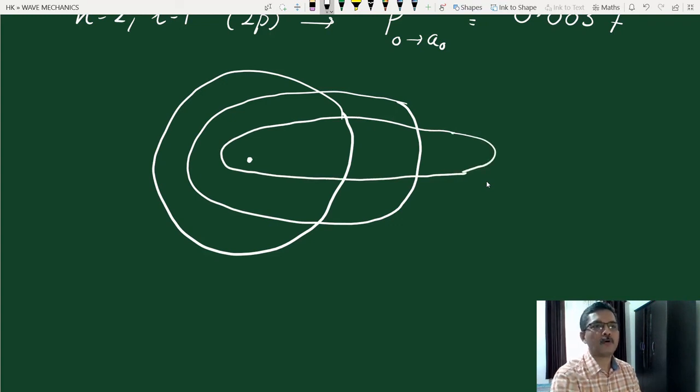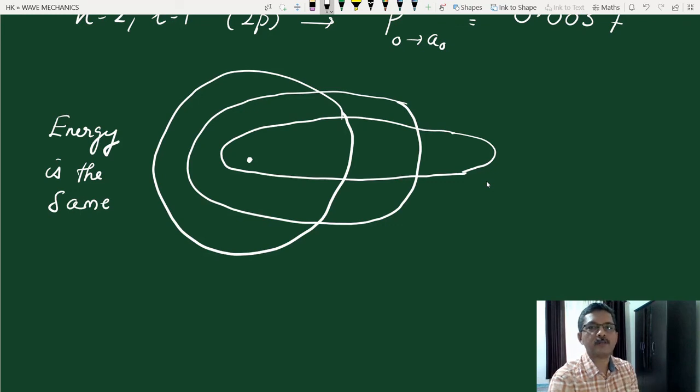So for all these orbits, the energy is the same. Total energy is the same. Now, what is different is the shape of these orbits, and the angular momentum value will be different. For the circular orbit, L is maximum, and for the highly flattened ellipse, the angular momentum is minimum.